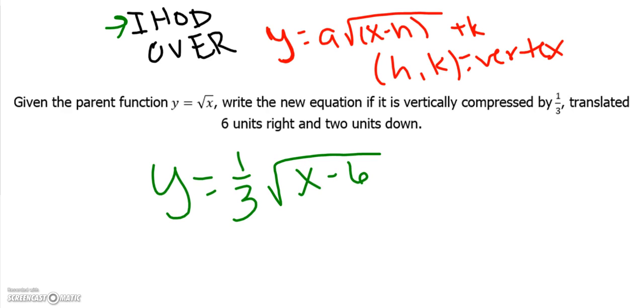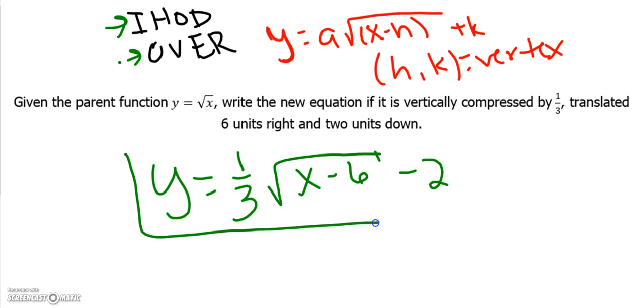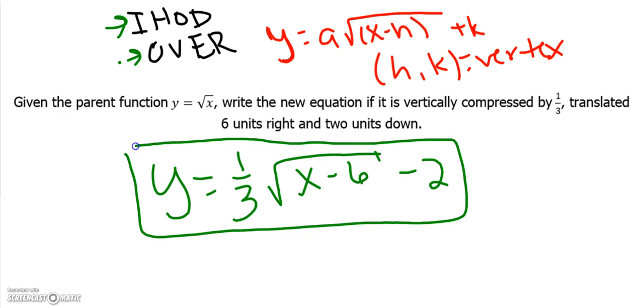Then you're going to go down 2 units. That's outside, so that's your k, vertical shift, exactly what you think it's going to be. So 2 units down is going to be a minus 2. So our new equation is y equals 1/3 square root of x minus 6 minus 2. And that is your transformed equation.